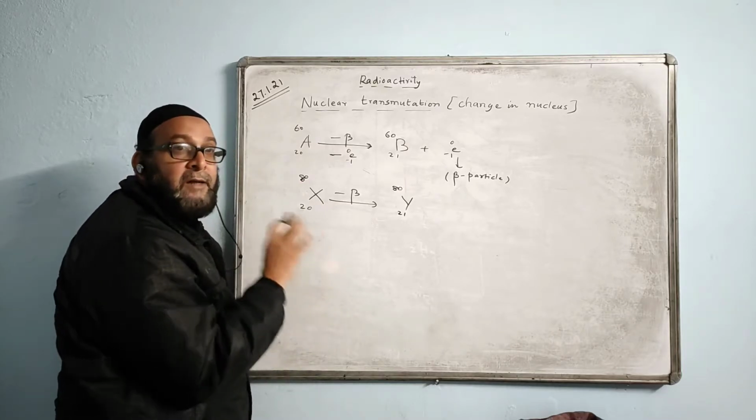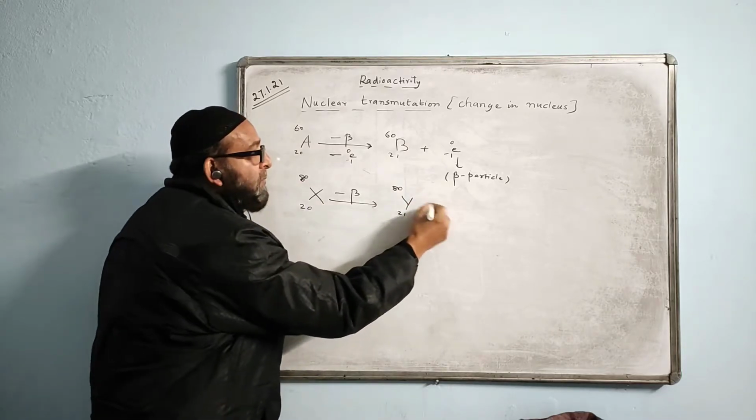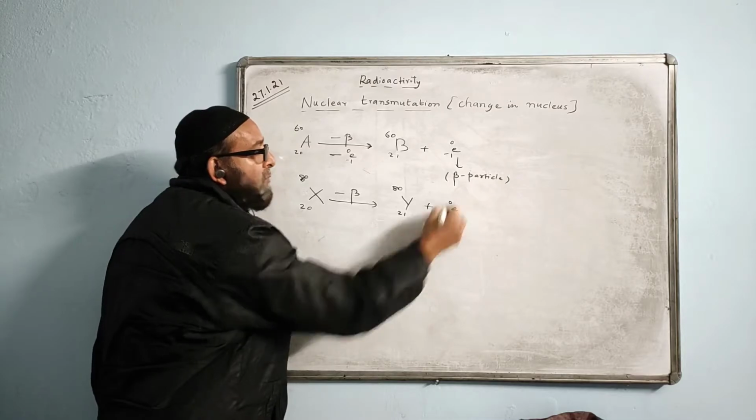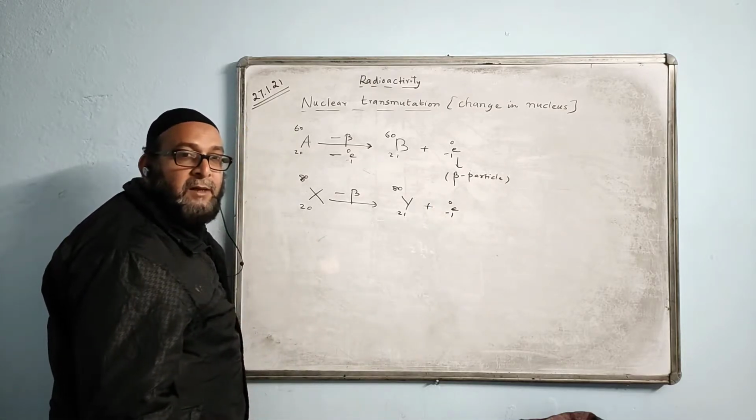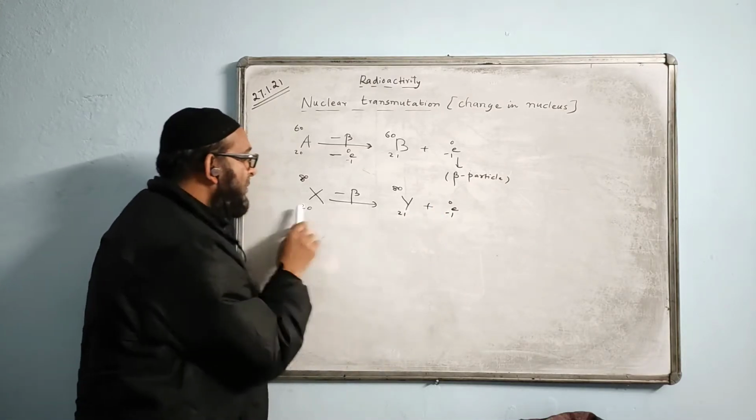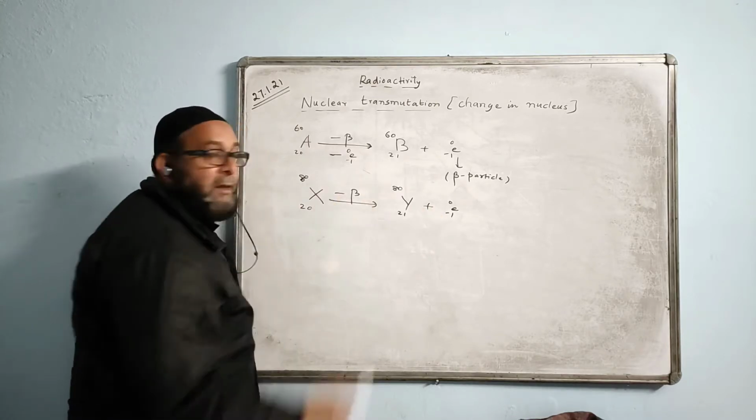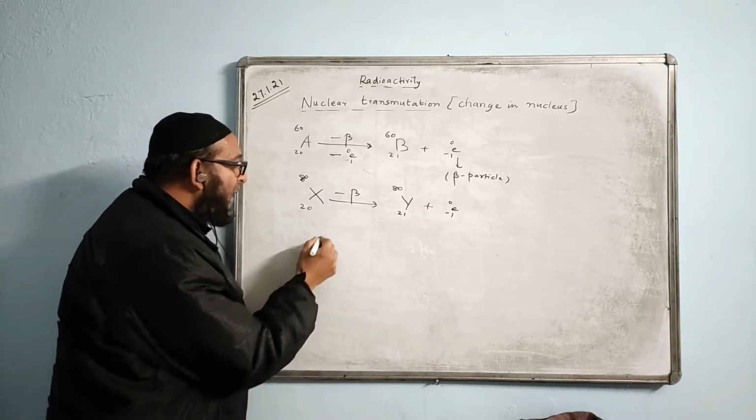If you have to write out the entire nuclear reaction, then you show X plus the beta particle, minus 1, 0. And check whether it is right or wrong. 21 minus 1 gives 20, 80 plus 0 gives 80. Similarly, I will write another one.